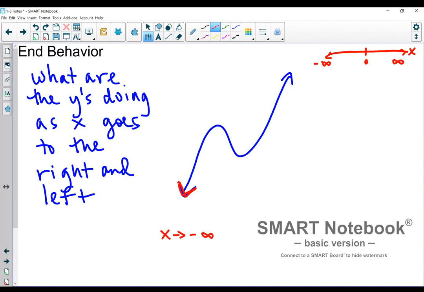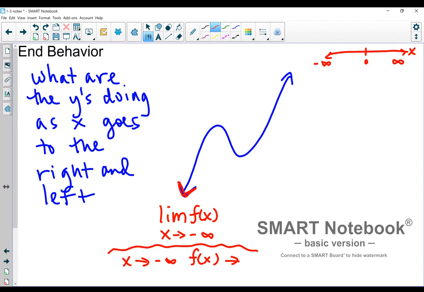And as we go to negative infinity, we're thinking about the limit of our function. So limit of f of x. Sometimes they'll just say x goes to negative infinity, f of x goes to, they'll write it that way. So that's kind of the way we did it in Algebra 2. This year, we're going to be writing it as a limit instead. So what does that equal?